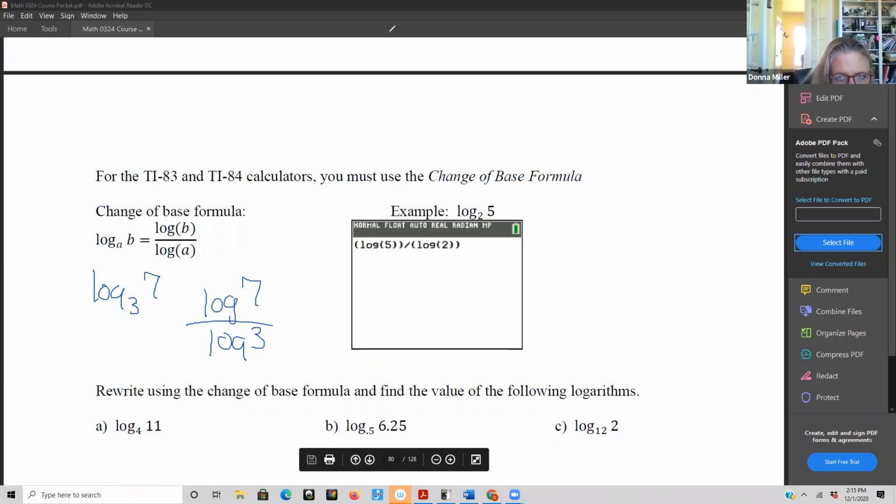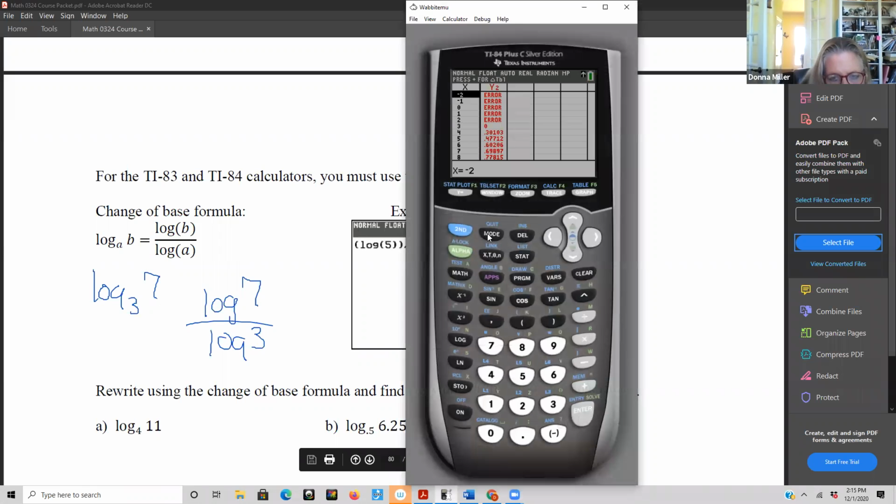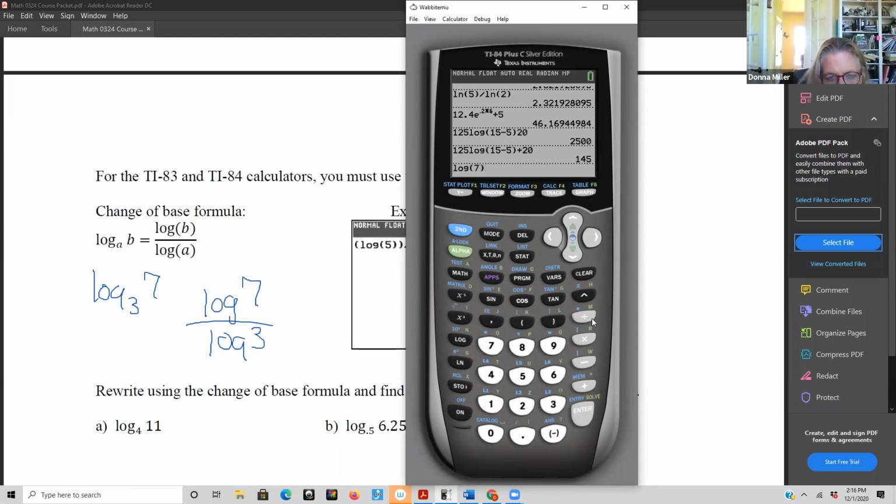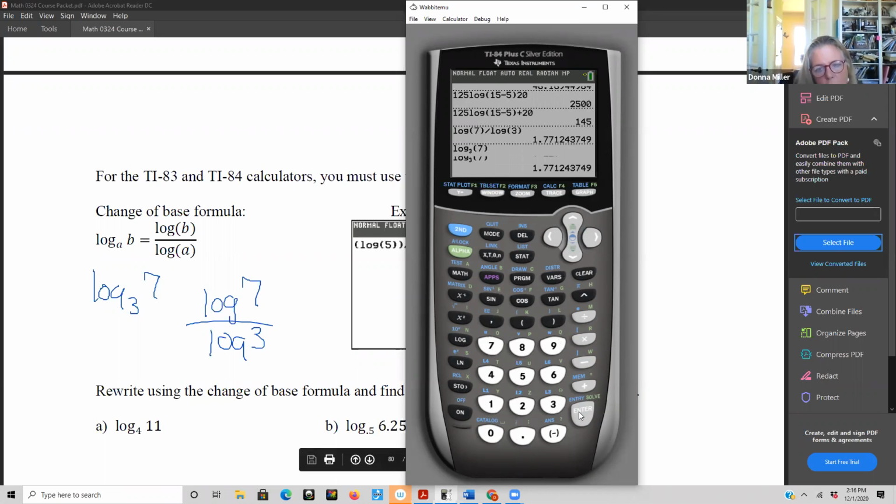So log 7 over log 3. I'm going to quit. Type log 7 divided by the log of 3. And there's my answer. I can also, with the TI-84 or the Inspire, hit alpha F2, log base, and just type it. So log base 3 of 7. Whatever you need to do to get those logs doesn't really matter.